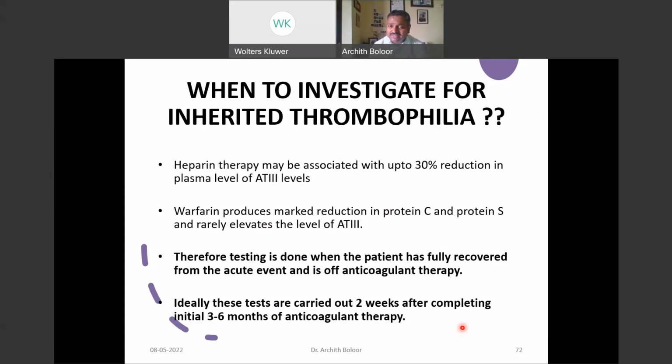Therefore, testing is to be done when the patient is fully recovered from the acute event and is off anticoagulant therapy for at least 2 weeks. At least 2 weeks of stopping of the anticoagulant therapy. Only then we should investigate these patients for the inherited thrombophilias.